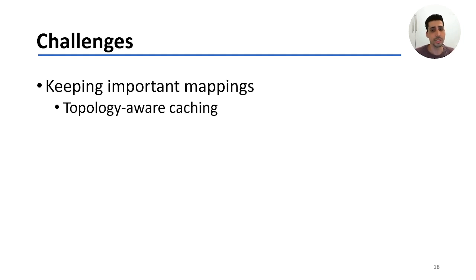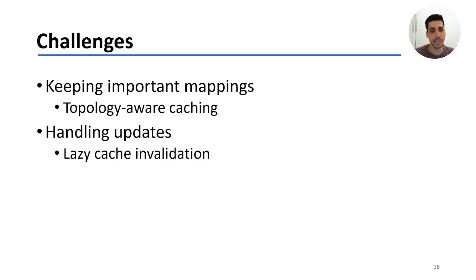On top of these challenging characteristics of the switch hardware, there are also several key challenges we need to address. First, we need to ensure that important mappings are kept in the cache, while less critical ones can be evicted. To do that, we use a topology-aware caching mechanism that can be implemented efficiently in the data plane. Second, when mappings are updated, the cache may contain incoherent mappings. Despite that, we need to ensure that packets are always forwarded to the right destination. To address that challenge, we introduce lazy invalidations.